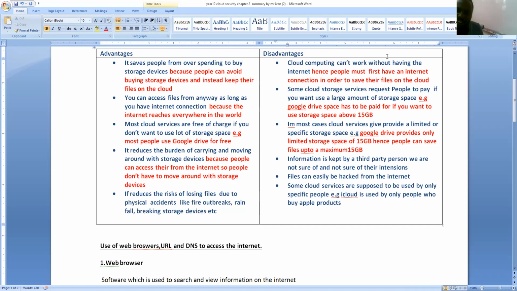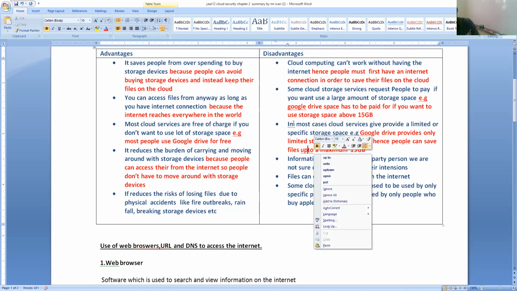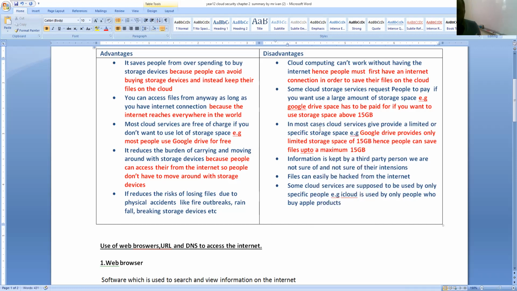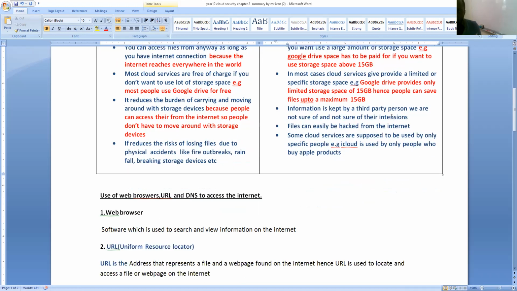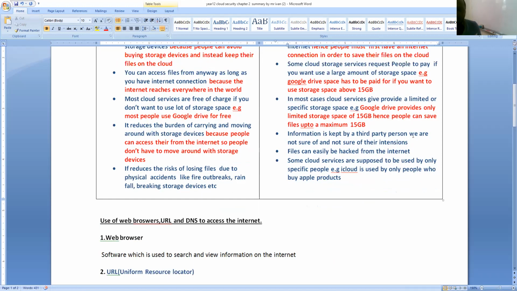Actually, they will even tell you that now it's running out. If you use up to 15 GB, they'll tell you, please, your space is running out. Free the space. Delete some things.